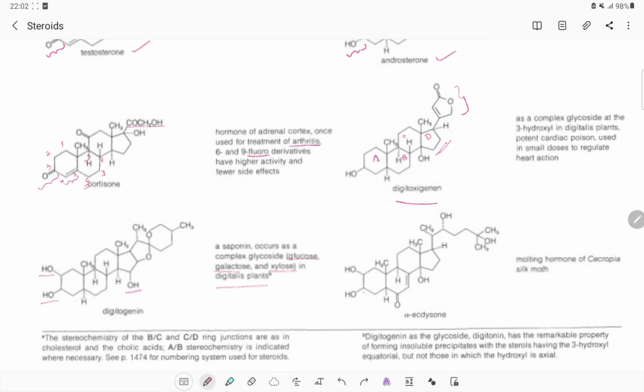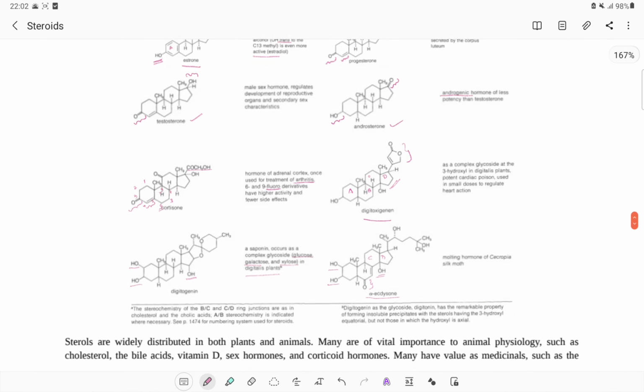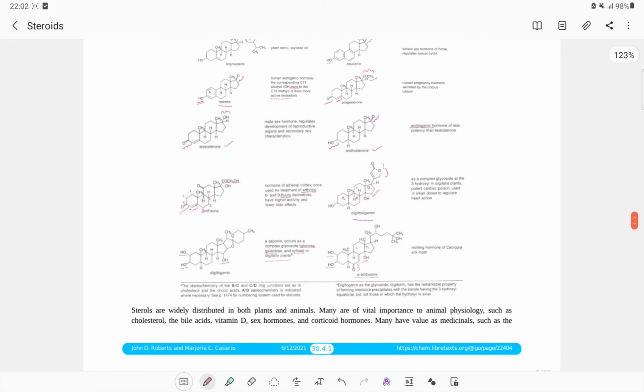Here also there is a dihydroxy system in ring A. In ring B there is a carbonyl carbon. At the junction of rings C and D there is an OH, and long chain systems are present. This particular system is called alpha ecdysone, which is a molting hormone of the Cecropia silk moth. So these are a few examples of the steroidal system.